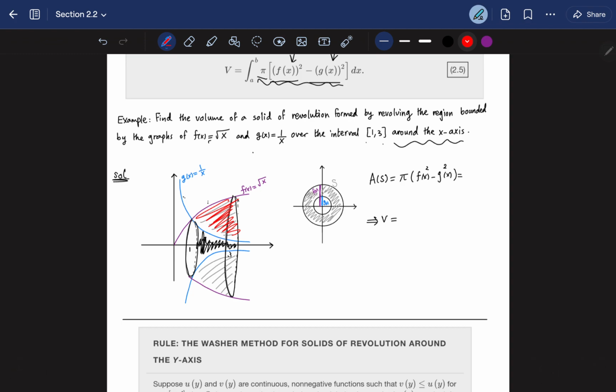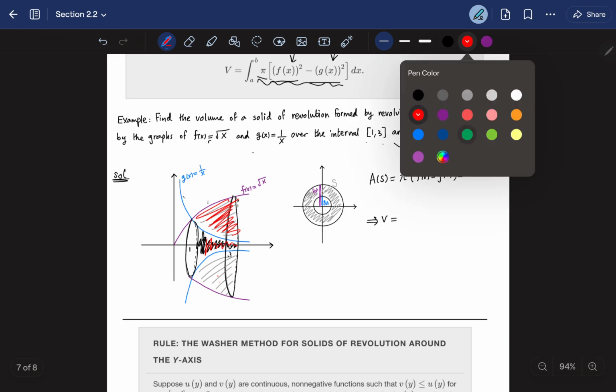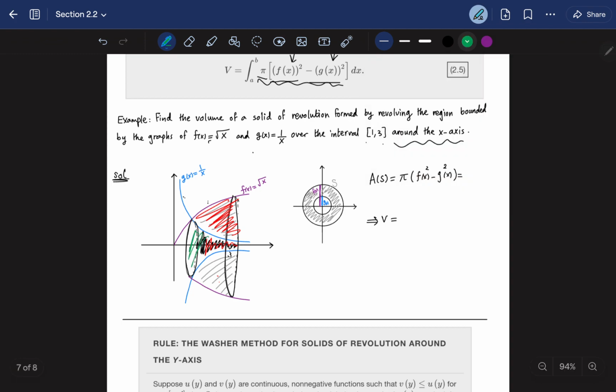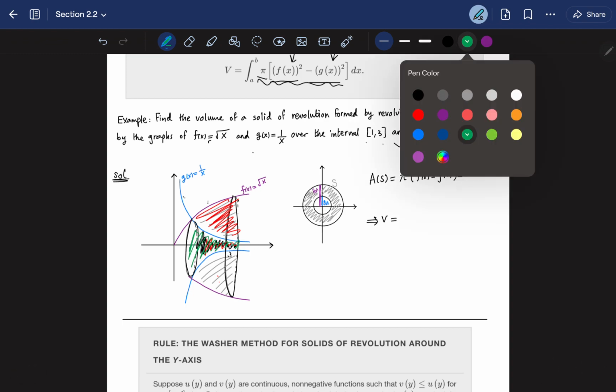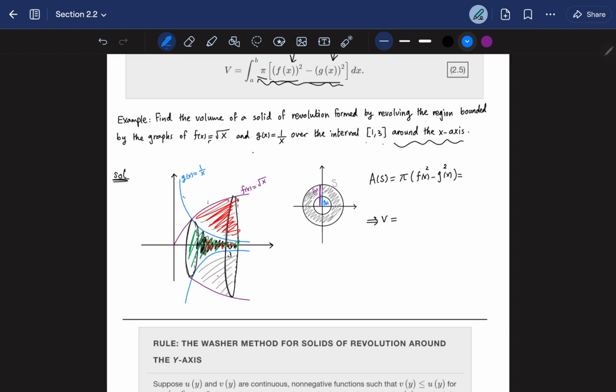But once you revolve it, you're going to get everything around this area. This is filled, but this region in green is empty because I don't have anything. I don't have a region below the graph of g.